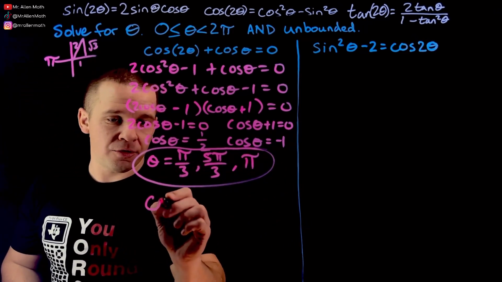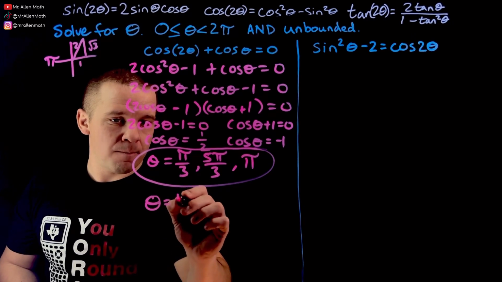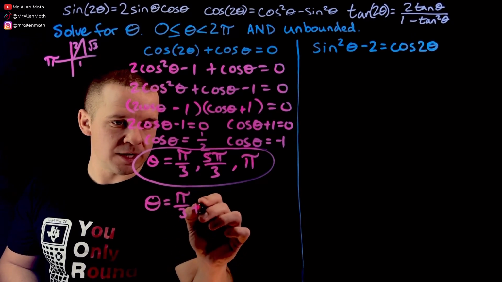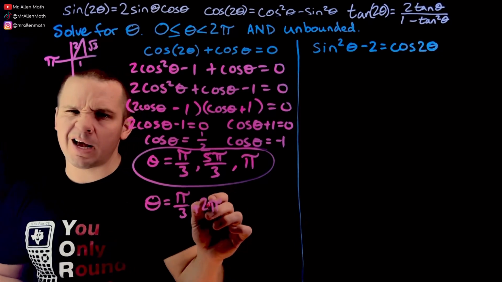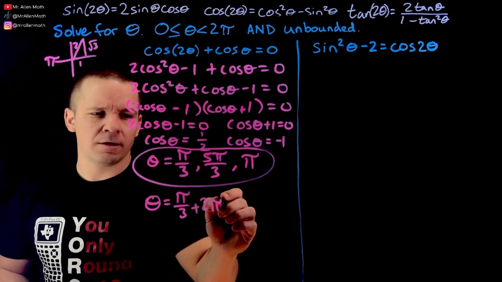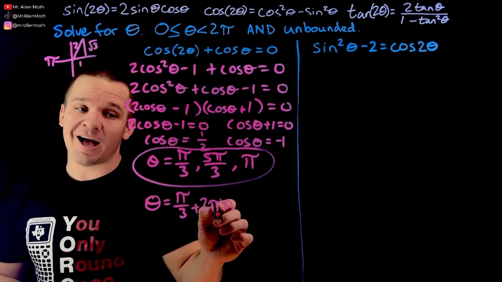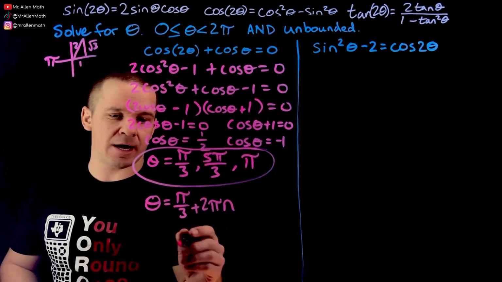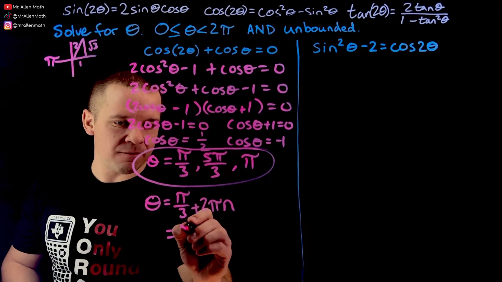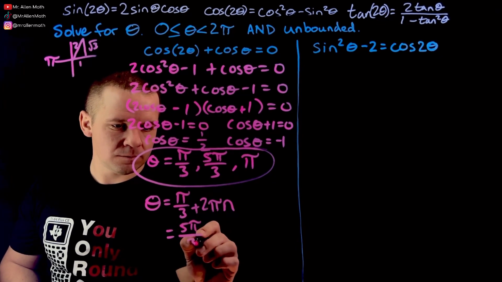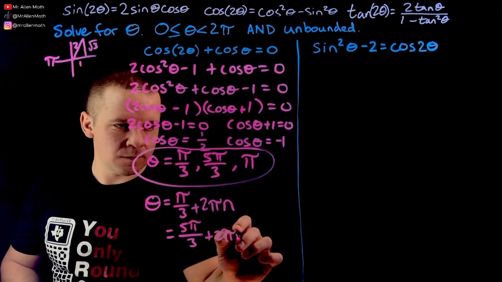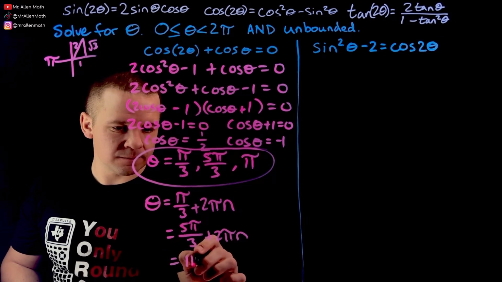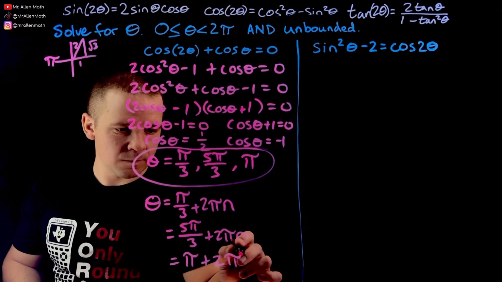So we got theta is going to equal pi over 3 plus 2 pi. But how do I add 2 pi over and over and over again? We'll say 2 pi n. There we go. So that n is some integer n. We usually define it as that, okay? And then we would also have the 5 pi over 3 plus 2 pi n. And then we have the pi plus 2 pi n.